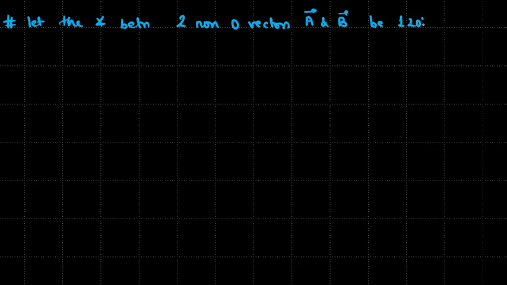So today we are gonna do another question, which is: let the angle between two non-zero vectors, vector A and vector B, be 120 degrees. Why 120 degrees? I don't know. The guy who made the question wanted it, I guess. And its resultant is vector C.